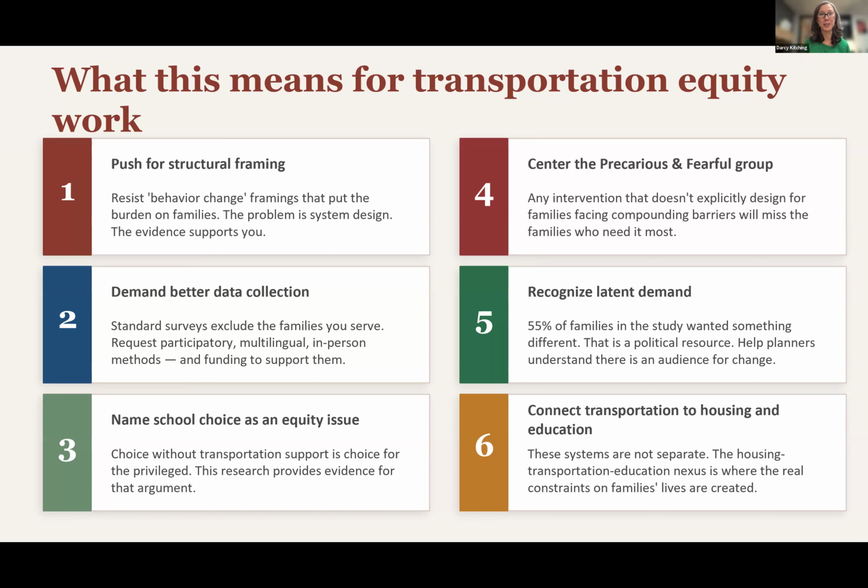That 55% of families in my study who wanted to be able to walk or bike at least part of the way, that's a big indicator that we're not making the right decisions and that we've got systemic issues. I talk about this in terms of the housing, transportation, and education nexus. All these things go together. And then we really do need to connect transportation to housing and education. So as I mentioned, this nexus, that idea that all these things go together.